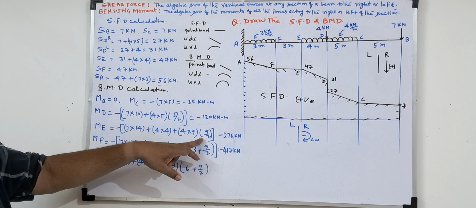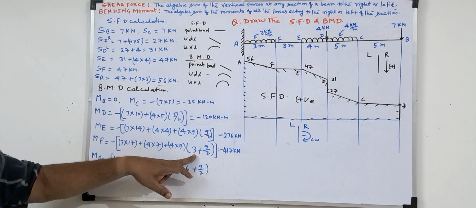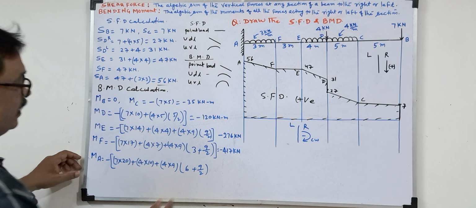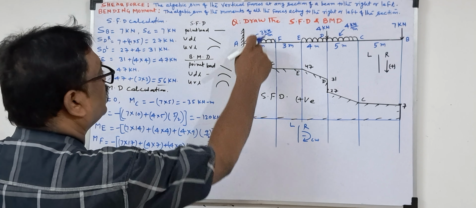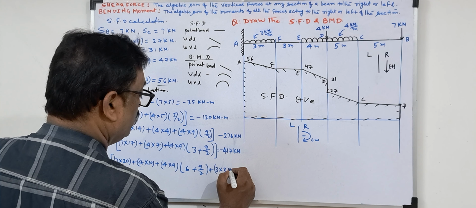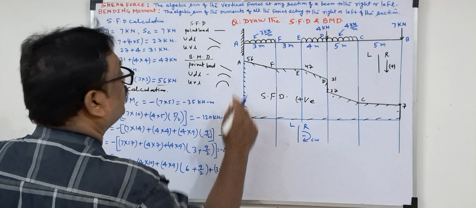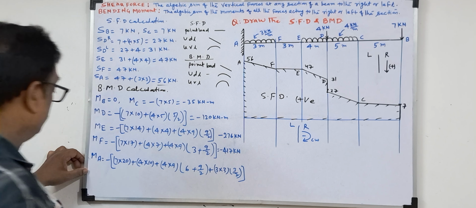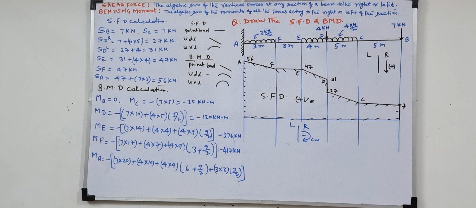UDL is connected. Here the UDL is after 3 meter. Here the UDL is after 6 meter. Then one more UDL is there. 3 into 3 load, into 3 by 2 only, because the UDL is connected from A. So this is the moment about A.